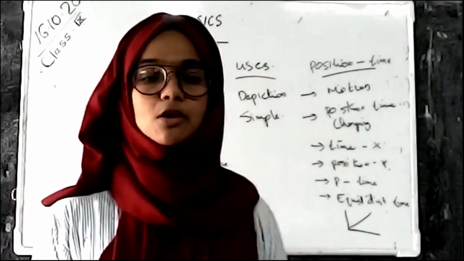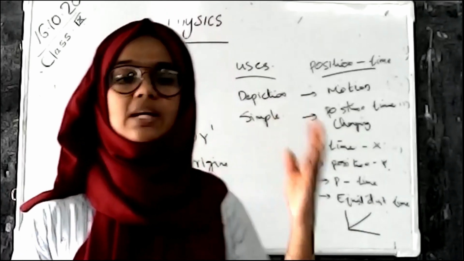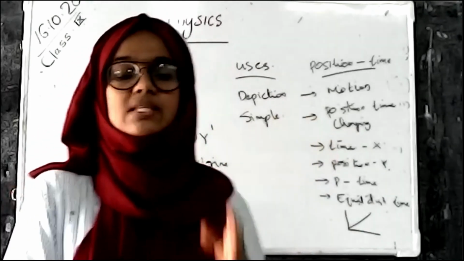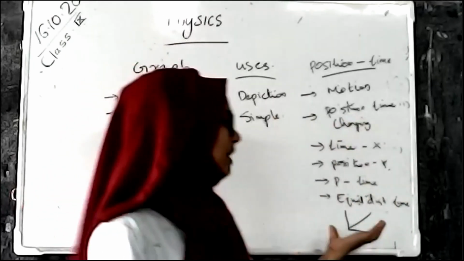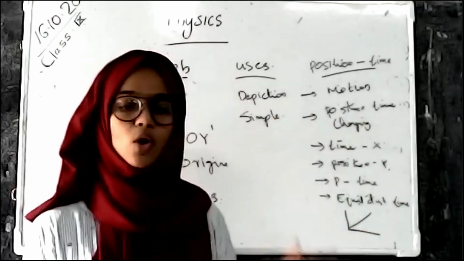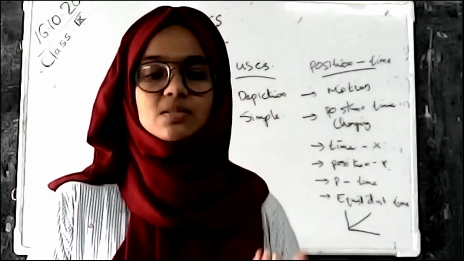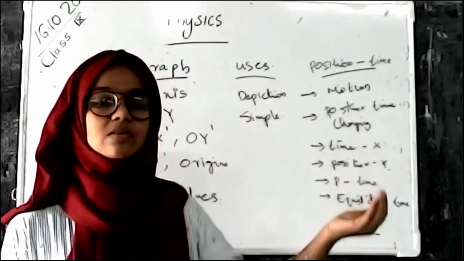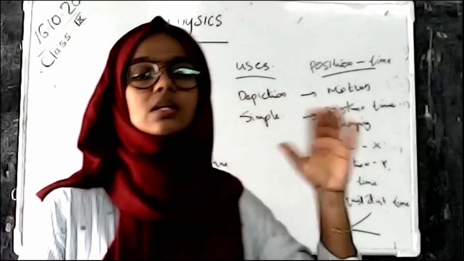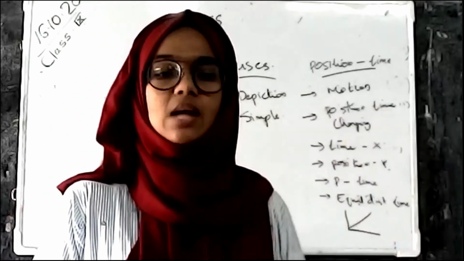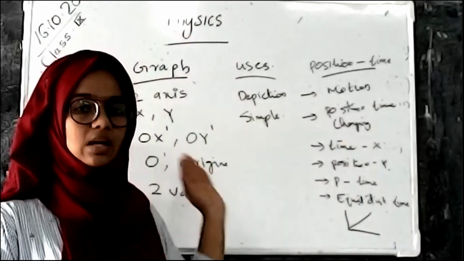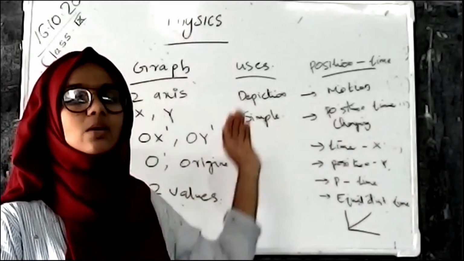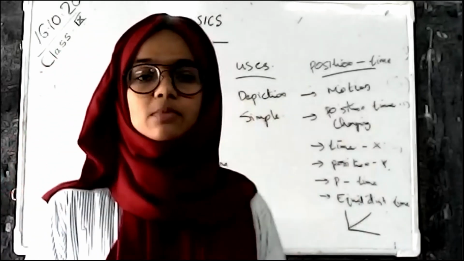And the size of a graph becomes bigger or smaller based on the scales we take in the graph. If the scale we take is smaller, the graph must be smaller. But if the scale we take is greater, the size of the graph must be greater. So I think all of you understand what a graph is, the uses of a graph and what a position time graph is.